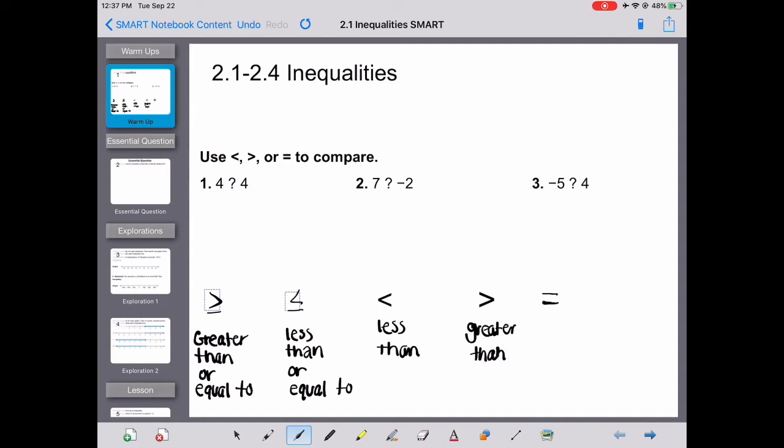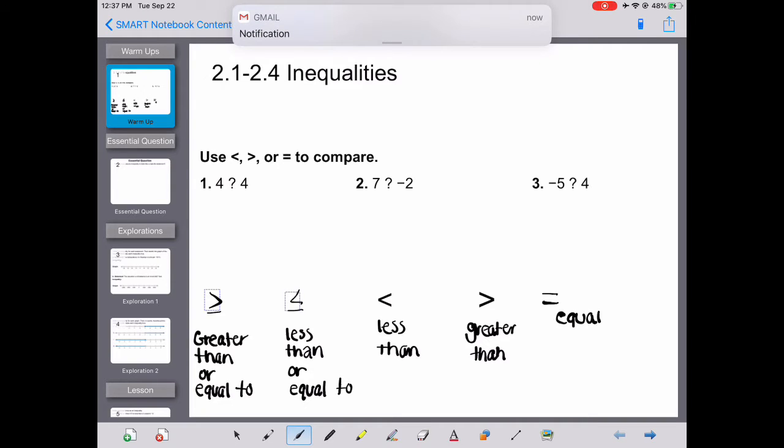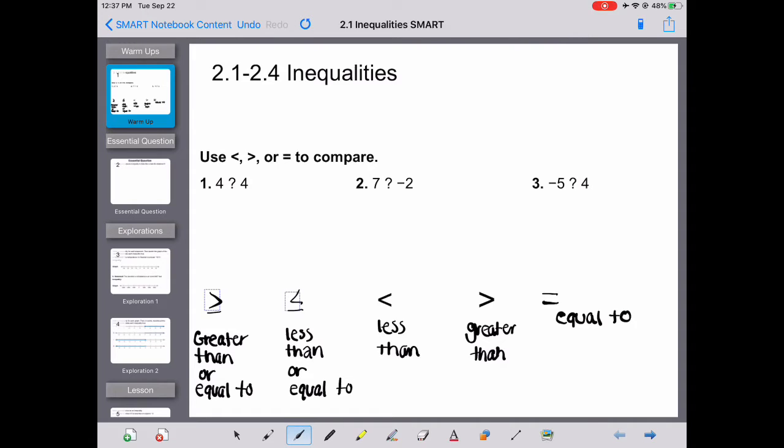They're going to be solved the same way as we solve equations in the next video that I make for this, but they are very different from having an equal sign in between. So just keep that in mind when we solve these. So let's go through these problems.